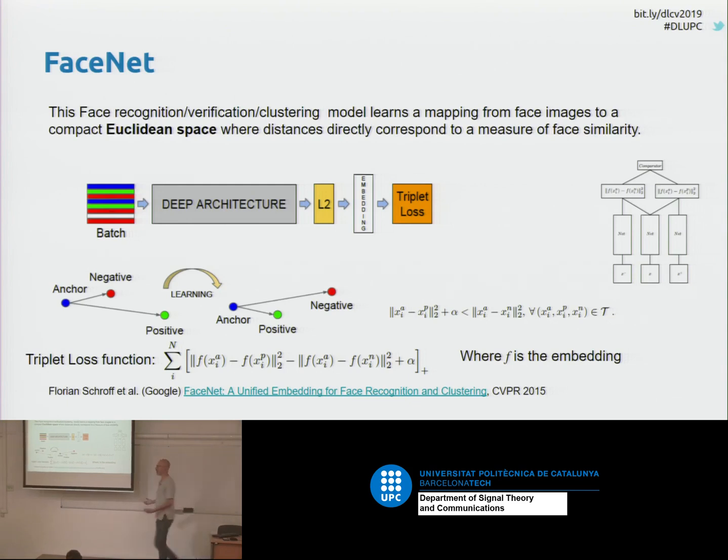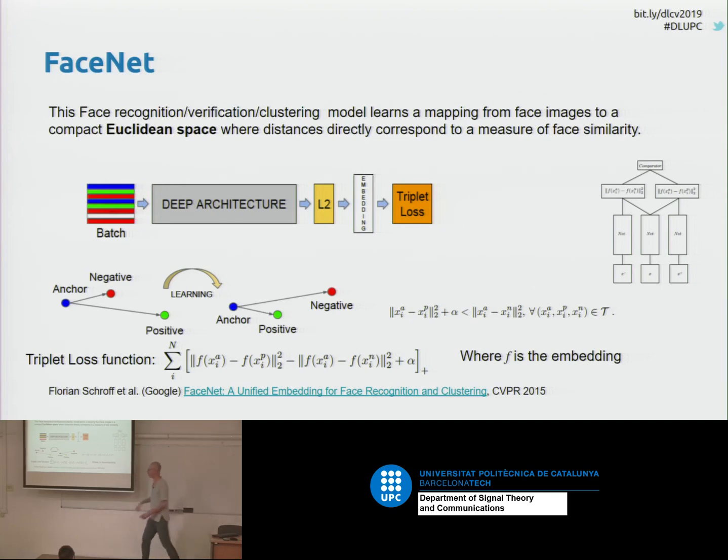Usually, you will expect that the positive identity is closer to the anchor than the negative. In some cases, this is not the case, if the embedding is not working properly, so we try to modify the embedding so that this is true, using the triplet loss function.